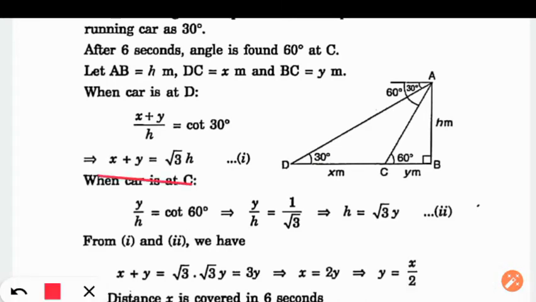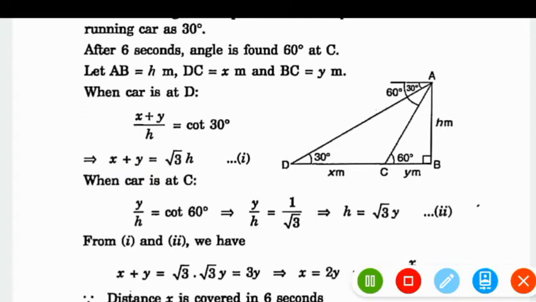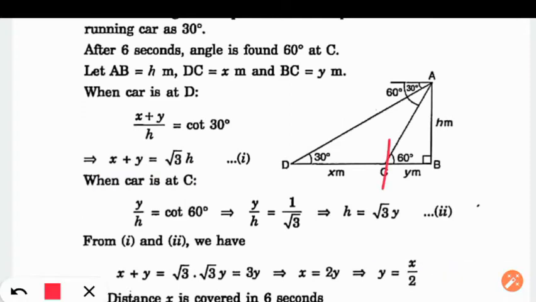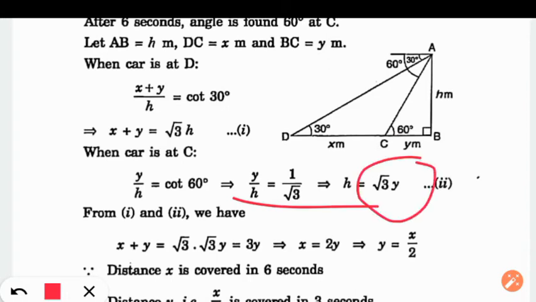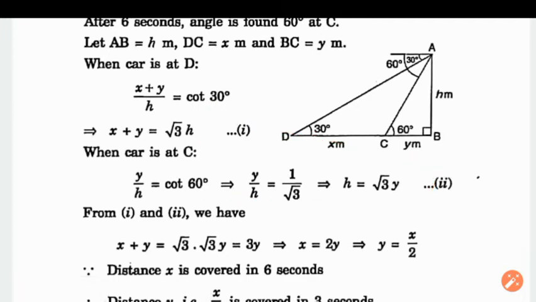So, x plus y is equal to root 3 h. Again, when the car is at the point C here, we will use cot or tan. So, cot 60 degree is equal to base by perpendicular, x by h, y by h, sorry, and cot 60 degree is 1 by root 3. So, here h is equal to root 3 y. So, we can put the value of h here, root 3 y.